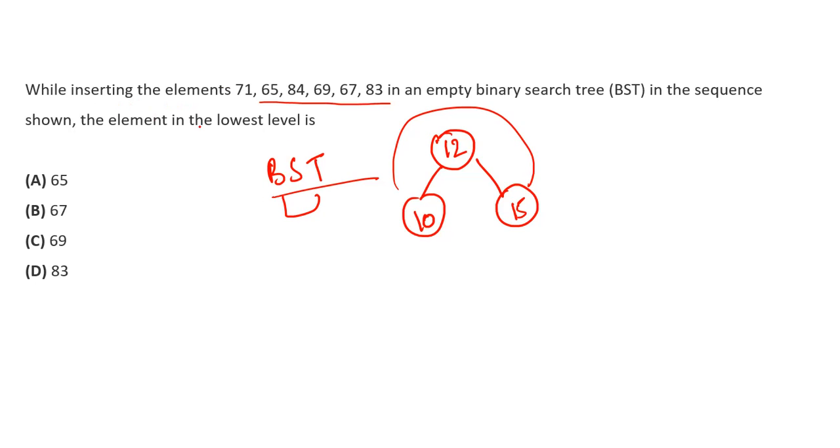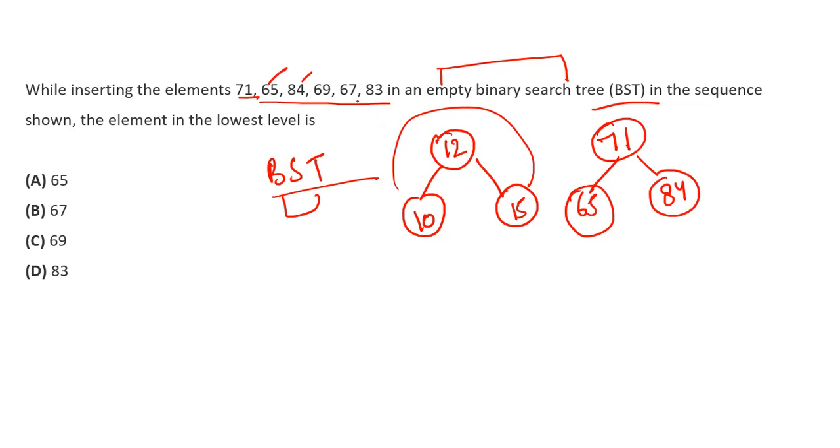So what they have given is an initially empty binary search tree, so one by one we have to insert these elements and build a BST, and then we have to tell the element which is at the lowest level. So let's start with the first element, that is 71. Then next we are inserting 65, so 65 is less than 71, so it will be on the left side.